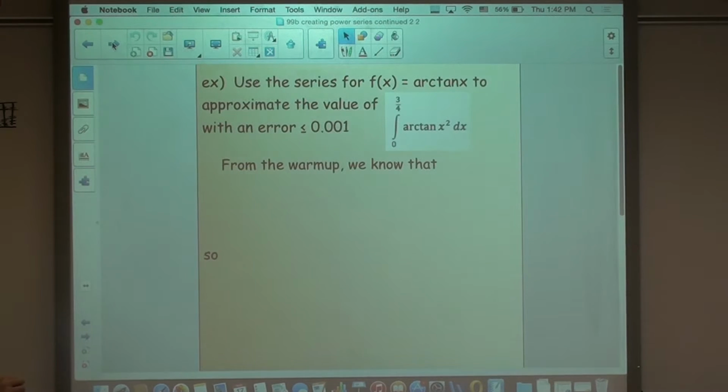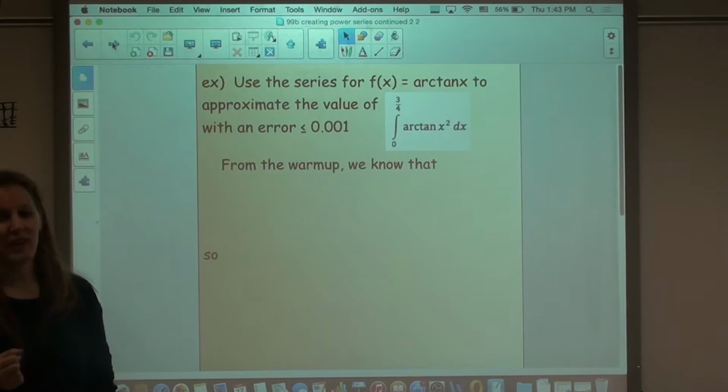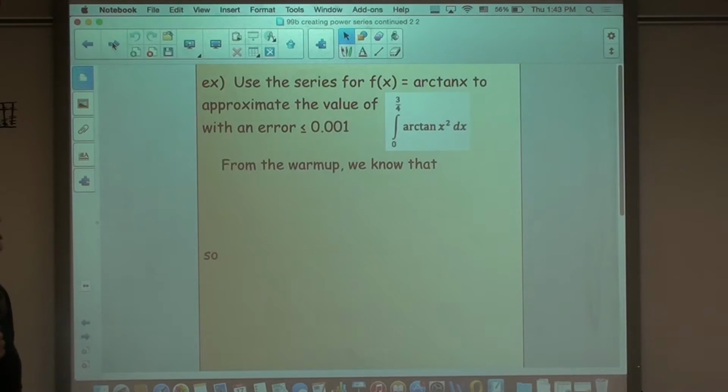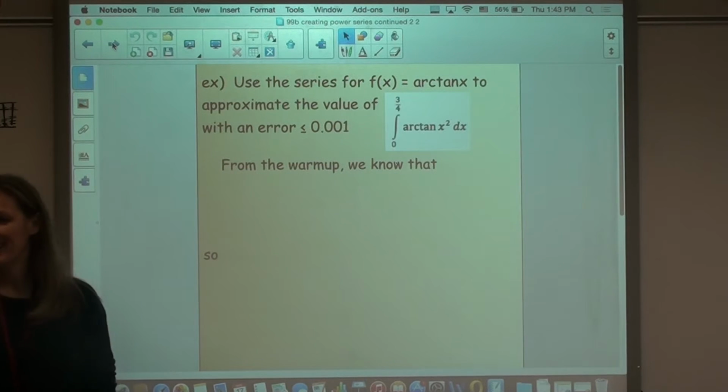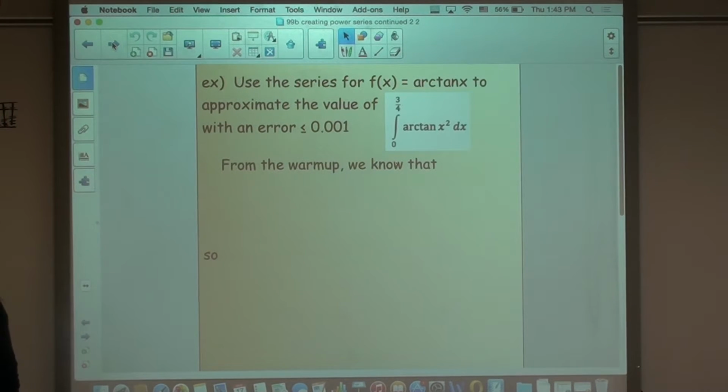First problem. We are going to use the series f of x equals arctan x to approximate the value of the integral from 0 to 3/4 of arctan x squared dx. And we're going to do this with an error that is less than 0.001. This one's not bad. You will need a calculator for this though. So if you don't have a calculator out, you're going to need to get your calculators out.